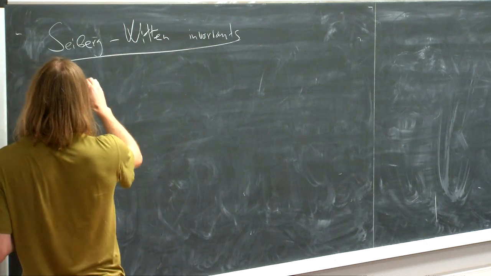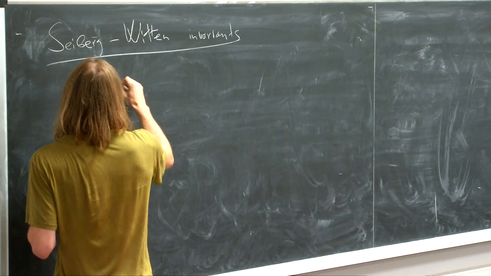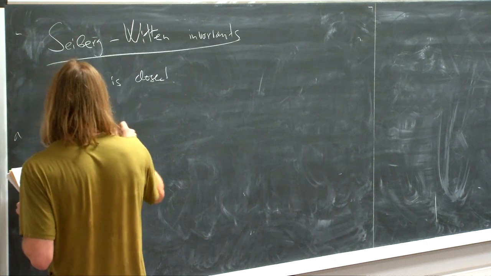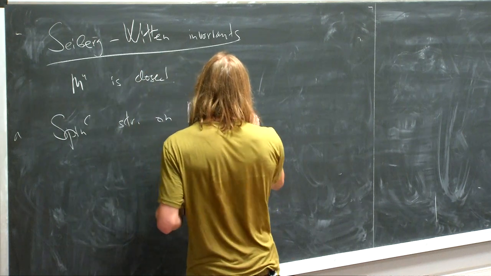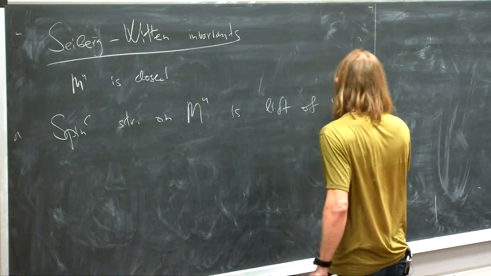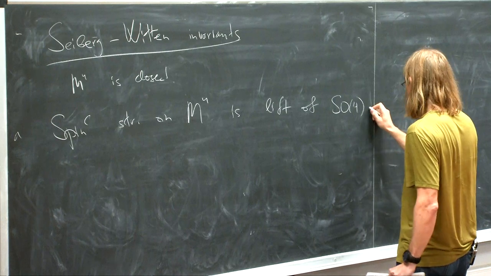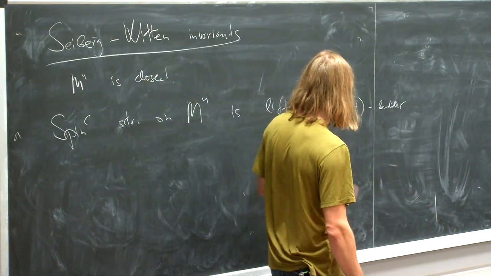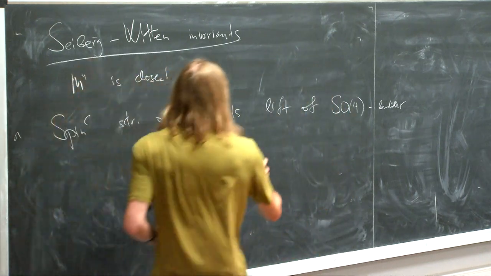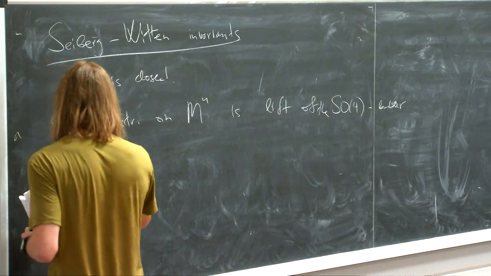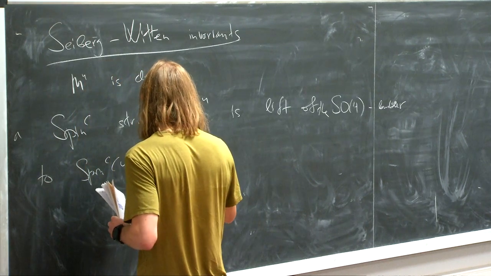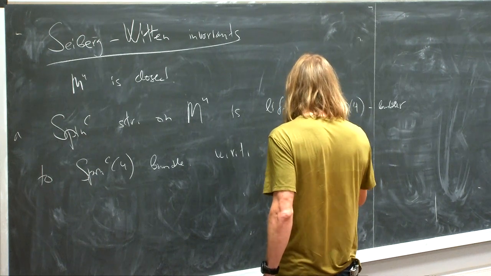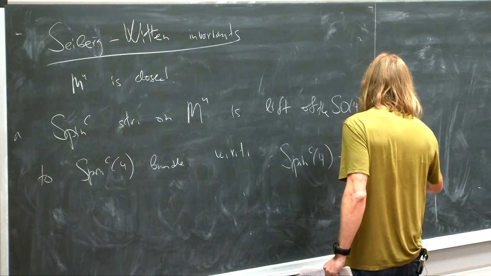So now let M4 be closed. It doesn't have any boundary, for simplicity. Let me remind you what a spin C structure is. A spin C structure on M4 is a lift of the SO4 bundle, the principal bundle of orthonormal frames in the tangent bundle, to a spin C4 principal bundle with respect to the projection map spin C4 to SO4.